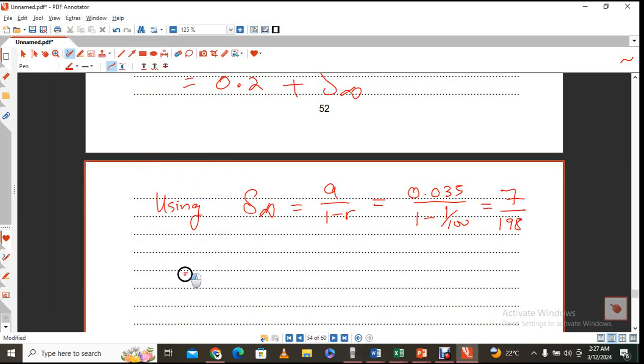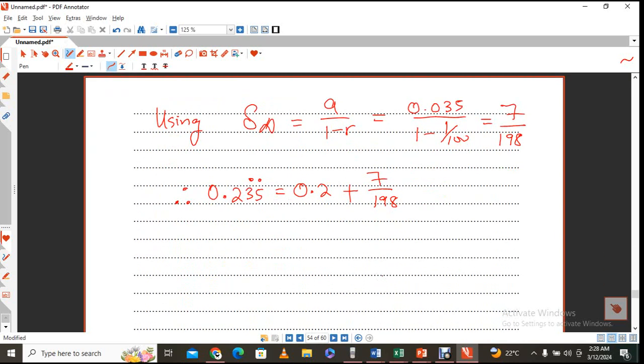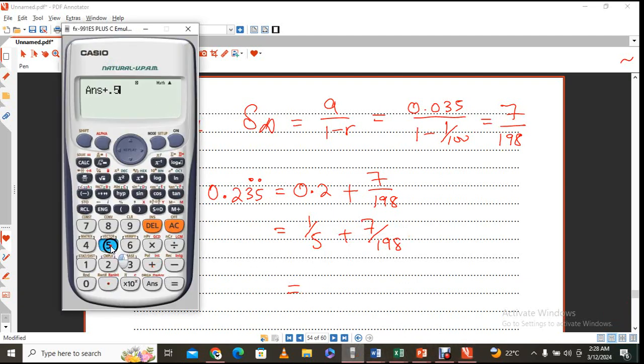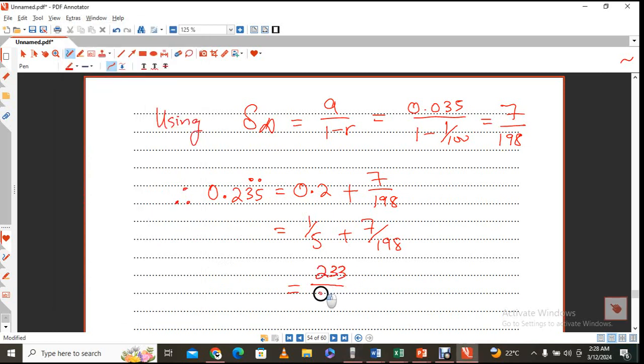So at the end of the day, I will say, therefore, 0.235, with that bit recurring, is 0.2 plus that 7 over 198. So you can just go ahead then and finish it. Remember, 0.2 is nothing but 1 over 5 as a fraction. But you can also use your calculator to add 0.2 to that answer. Well, you get 233 over 990. Okay, and this is the answer to our question.